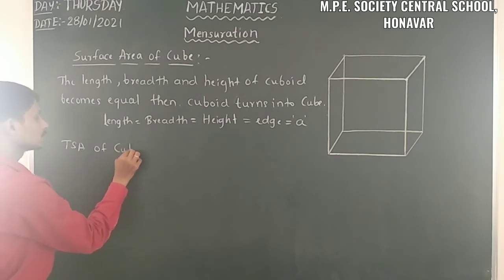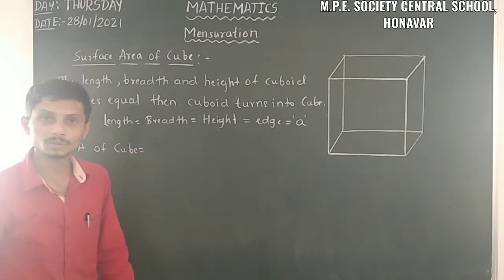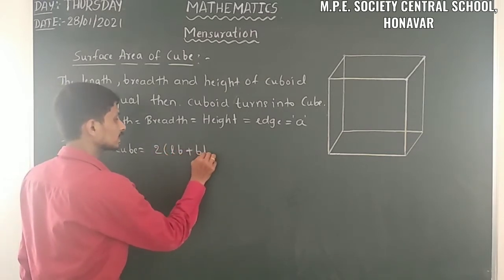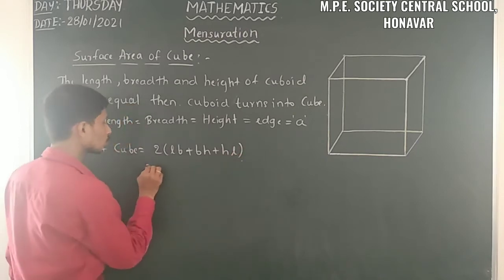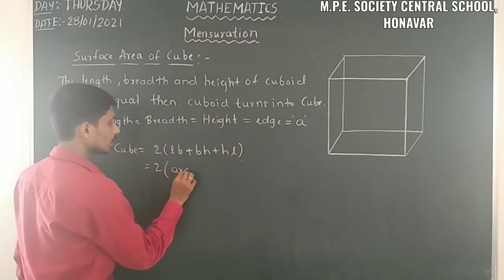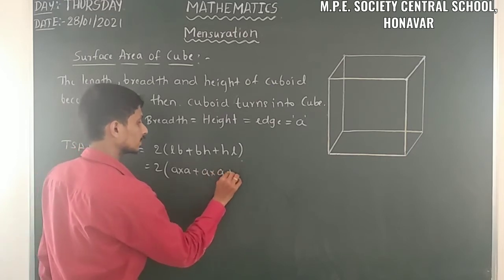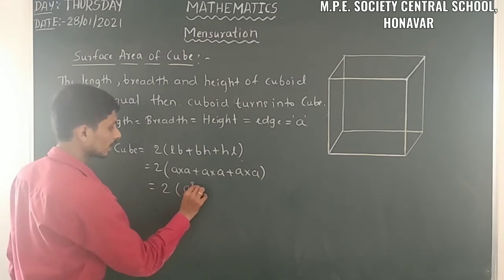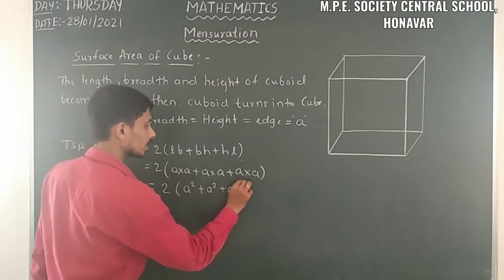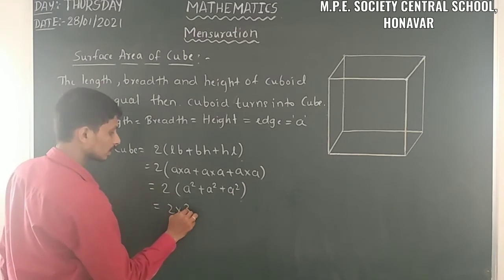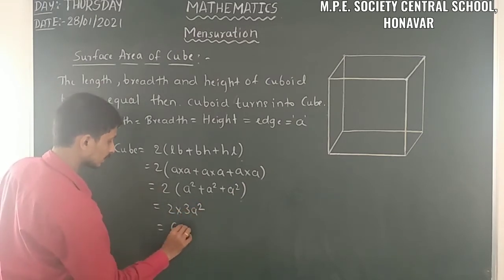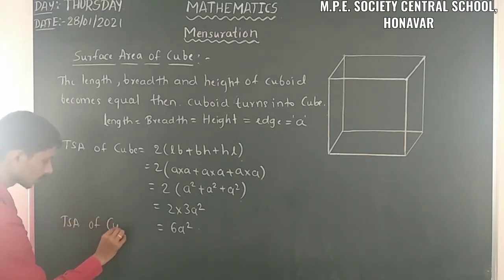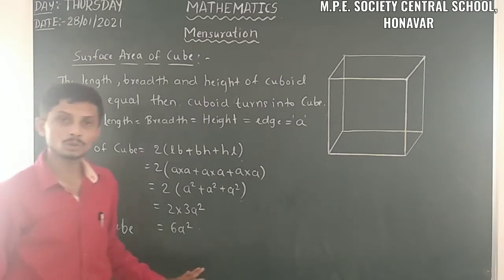TSA of cube is equal to... Firstly we have to write the total surface area of the cuboid, that is 2 into LB plus BH plus HL. So it is equal to 2 into A into A plus A into A plus A into A, which is 2 into, here just observe, A square plus A square plus A square, equal to 2 into 3A square, which is 6A square. That is the TSA of cube. TSA of cube is equal to 6A square.